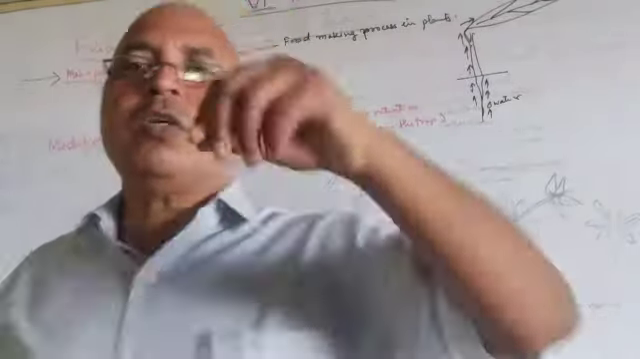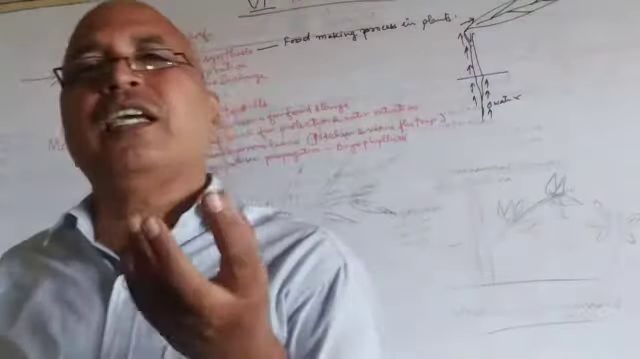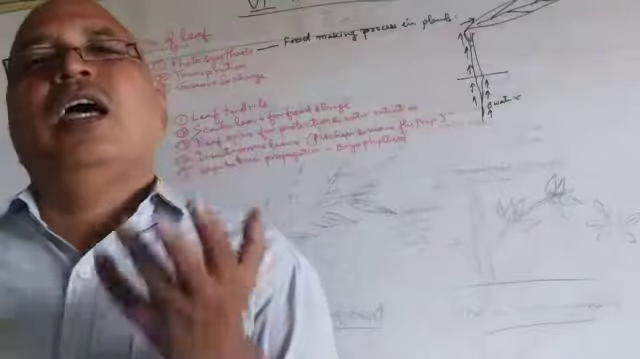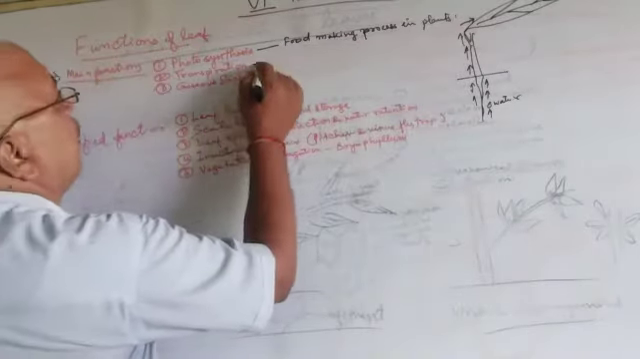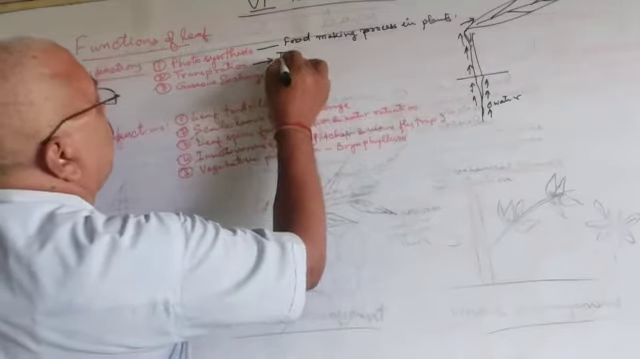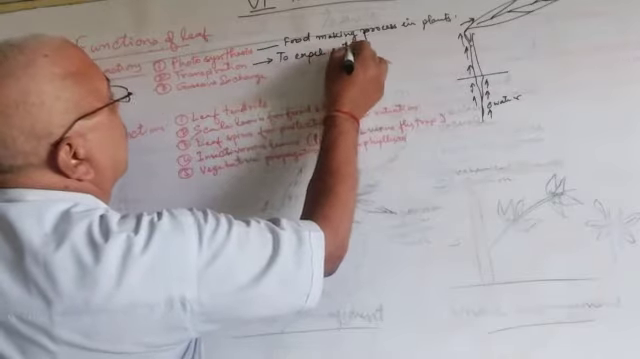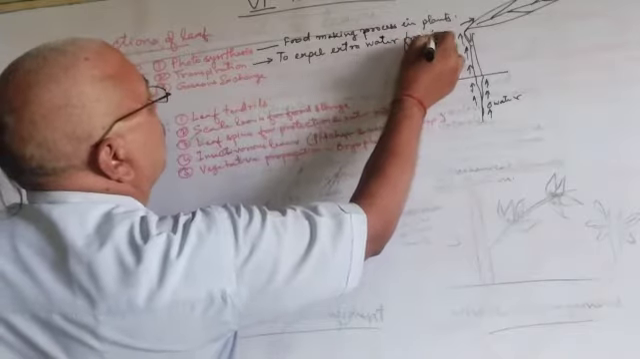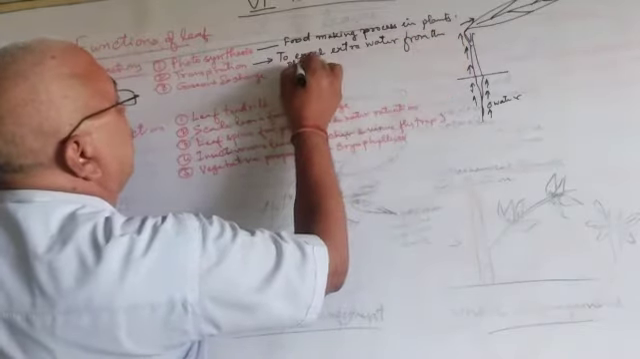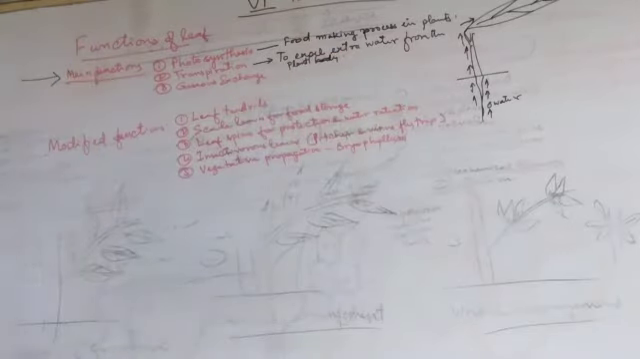Very fine moisture particles, very fine droplets of water, come on the surface. It doesn't even take the shape of a droplet, you can say. And just like water vapor, it comes out and gets evaporated. So the second important function of the leaves is to expel extra water from the plant body, right? This is the second function of the leaf.